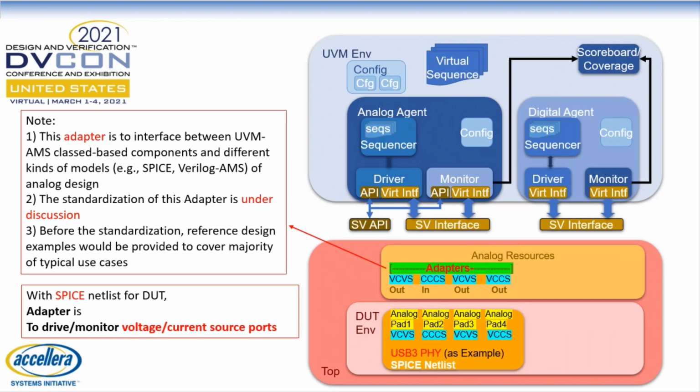Inside the analog resource module, a type of adapters will be provided to enable UVM-AMS drivers and monitors to interface with the different kinds of models of analog design. In this example, the model of analog design is a SPICE netlist. The adapter will present the signals and the interconnections to meet the requirement for simulation with analog solver in this case.